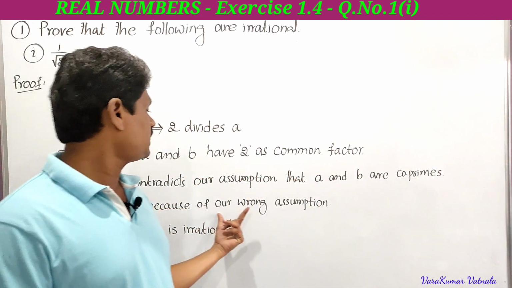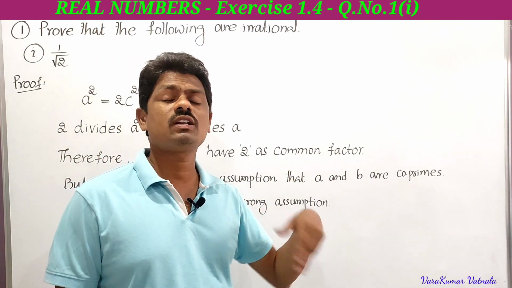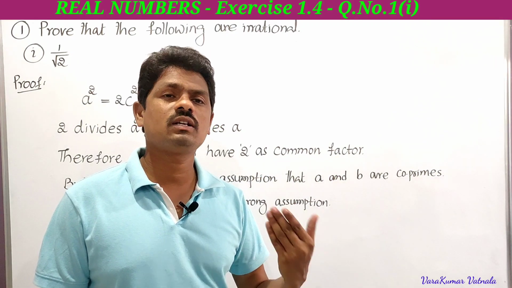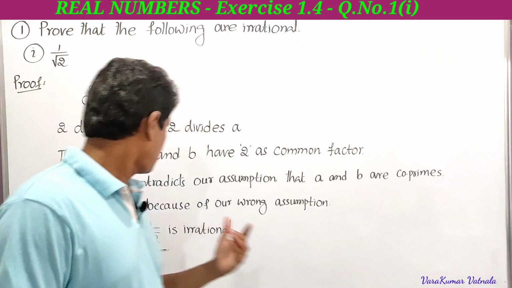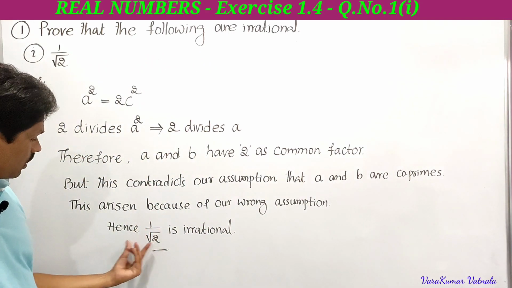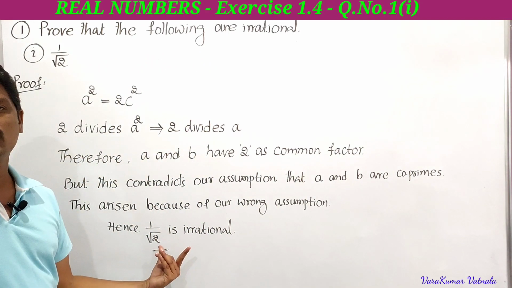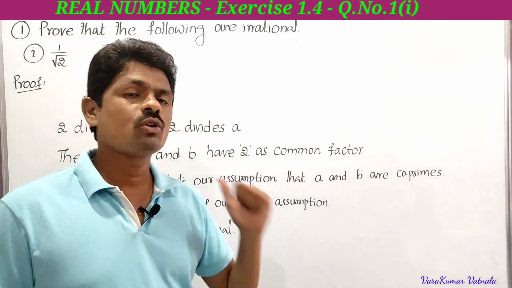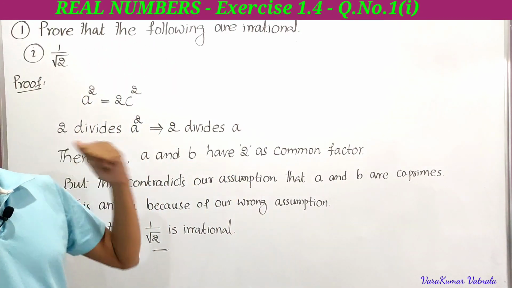This arises because of our wrong assumption. What is our wrong assumption? 1 by root 2 is a rational number. That is, our assumption is wrong. Hence we can decide that 1 by root 2 is irrational. So like this we can prove 1 by root 2 is irrational. So this is the first bit in the first problem.